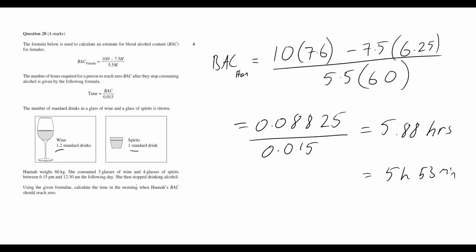So to figure out the exact time in the day, let's simply add 5 hours and 53 minutes to 12:30 a.m. Doing that, we find that the BAC equals 0 at 6:23 a.m. And that's our answer there.